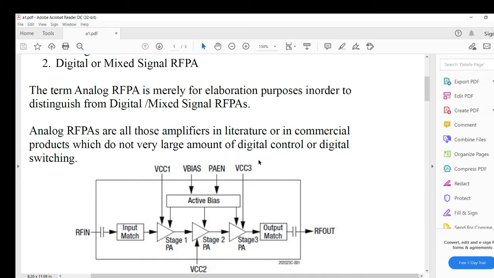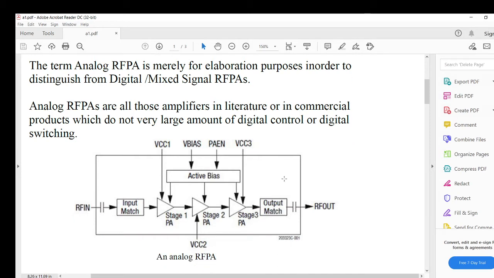Here in this figure, we can see a very simple block diagram of an analog RF power amplifier. It consists of three stages, stage 1, stage 2, stage 3, and it has an input matching network and an output matching network. The input power comes in here and goes out here. Also it has some bias circuitry to control the biasing adaptively, and it also has the necessary supply. So it's just a basic analog RFPA.